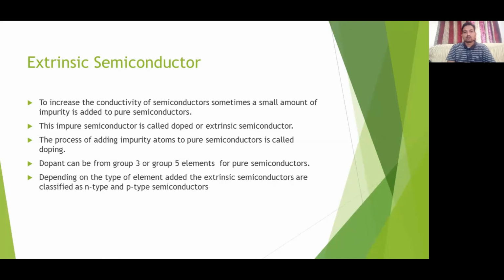Depending on the type of element added, the extrinsic semiconductors are classified into 2 categories. One is called N-type and the other is called P-type semiconductor. It depends on which elemental impurity is added into the pure silicon or pure germanium, which results in the 2 categories: N-type semiconductor and P-type semiconductor.